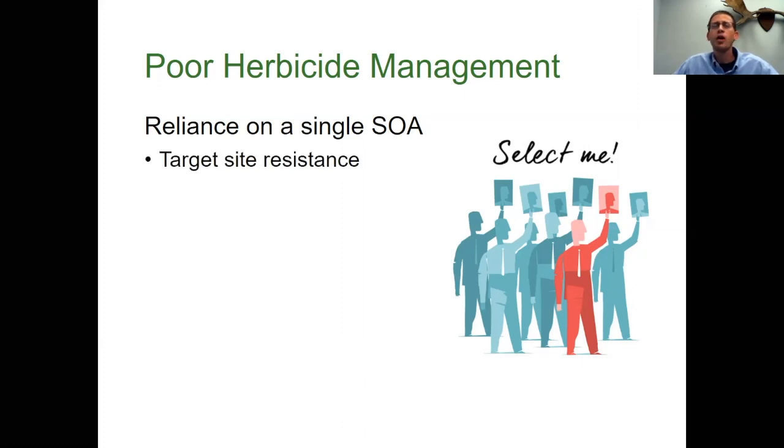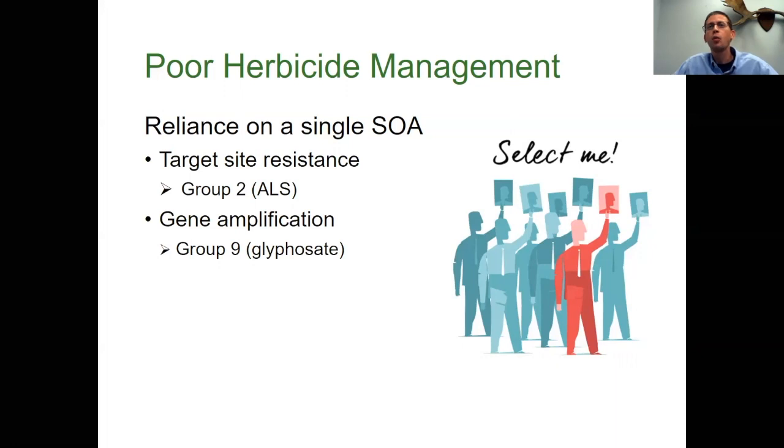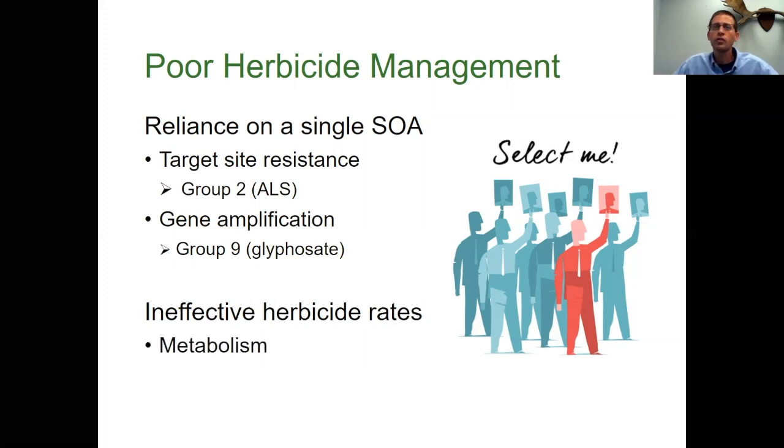For example, what we saw earlier, like I mentioned, in the 60s, 70s, and 80s, with target site resistance and the group 2 or ALS inhibiting herbicides. After Roundup Ready crops developed, we saw more resistance due to gene amplification with group 9 resistance, or glyphosate. And where we've used ineffective herbicide rates, we've also developed metabolic resistance to herbicides such as S-metolachlor.